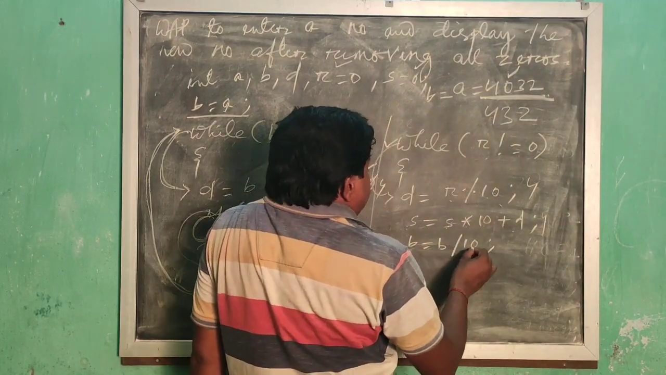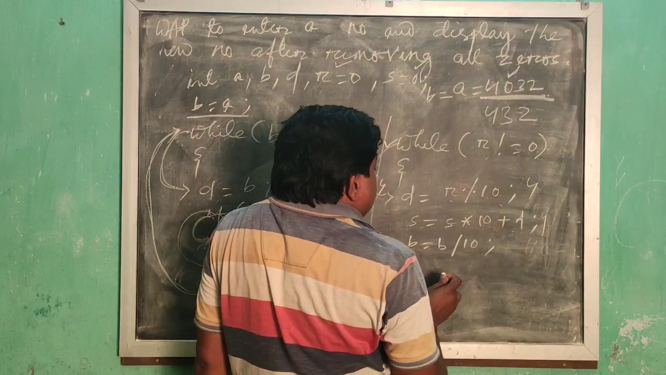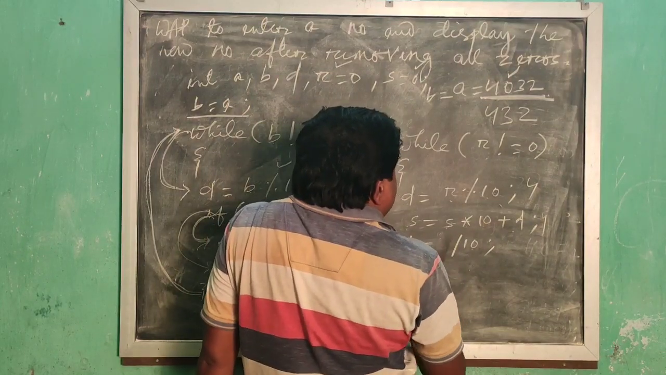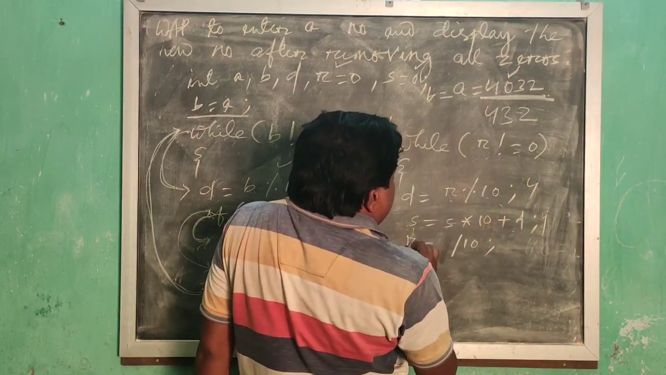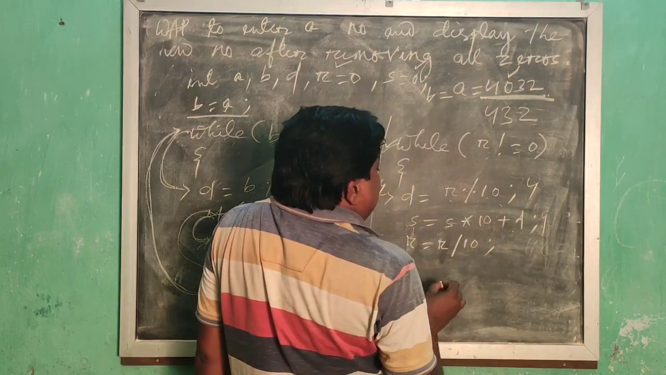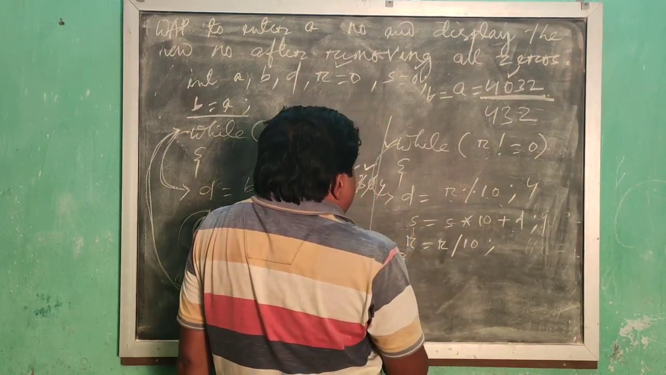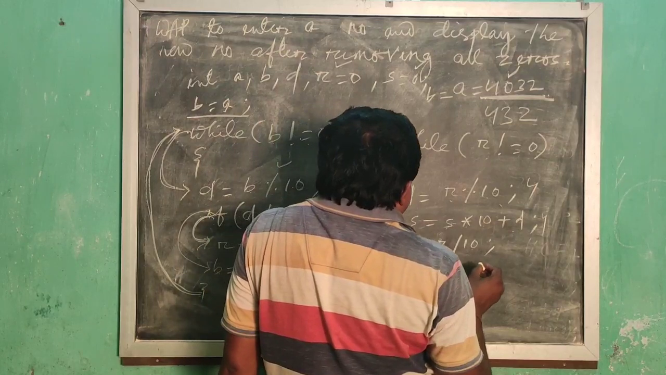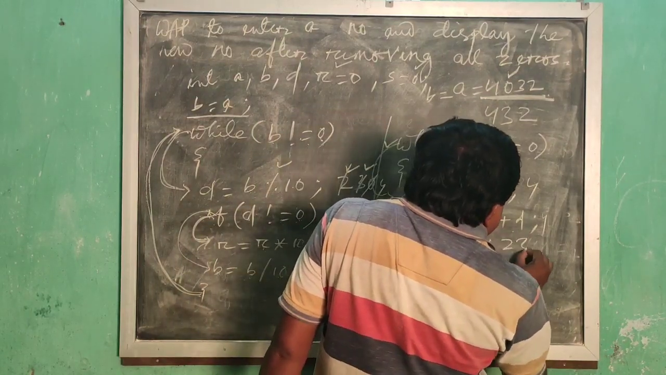Then b equal to b divided by 10, here not b, it will be r. r equal to r divided by 10. r was 234, then divided by 10 means it will be 23.